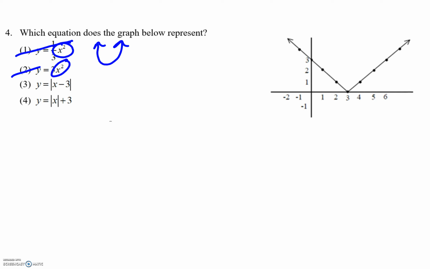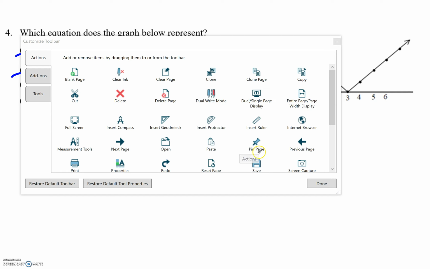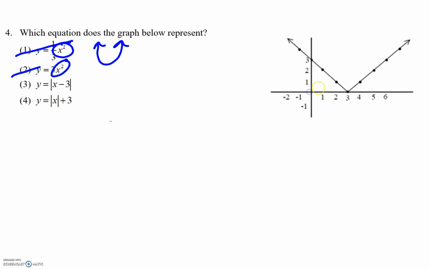Typically our vertex, our turning point, is at 0, 0. So we should see that it got shifted to the right 3 units. And when we shift something to the right 3 units, that's a horizontal shift, which goes inside the parentheses. It is choice 3. Again, if it was choice 4, our vertex would have been at positive 3, because that's saying that we took the absolute value function and shifted up 3.